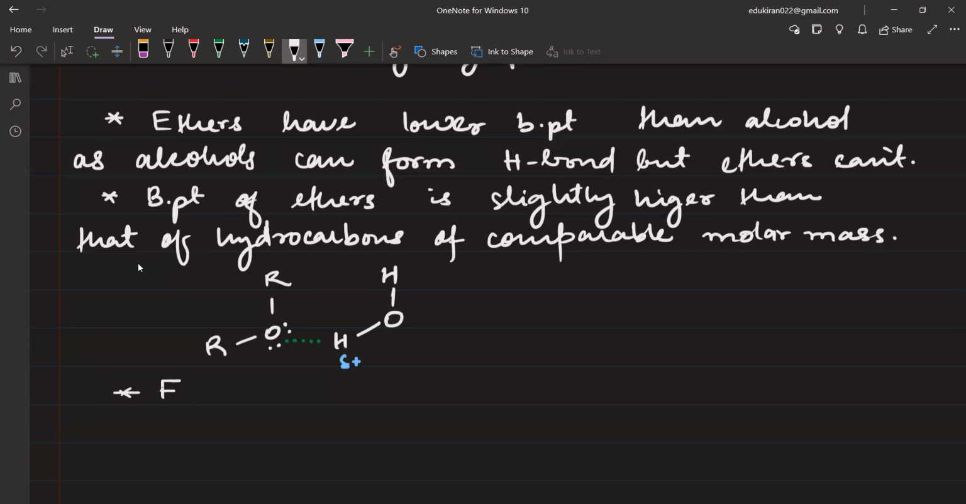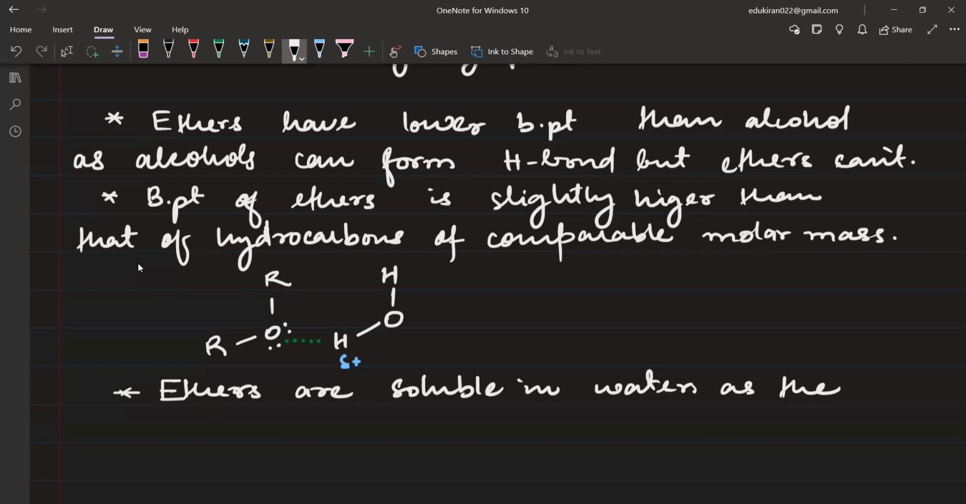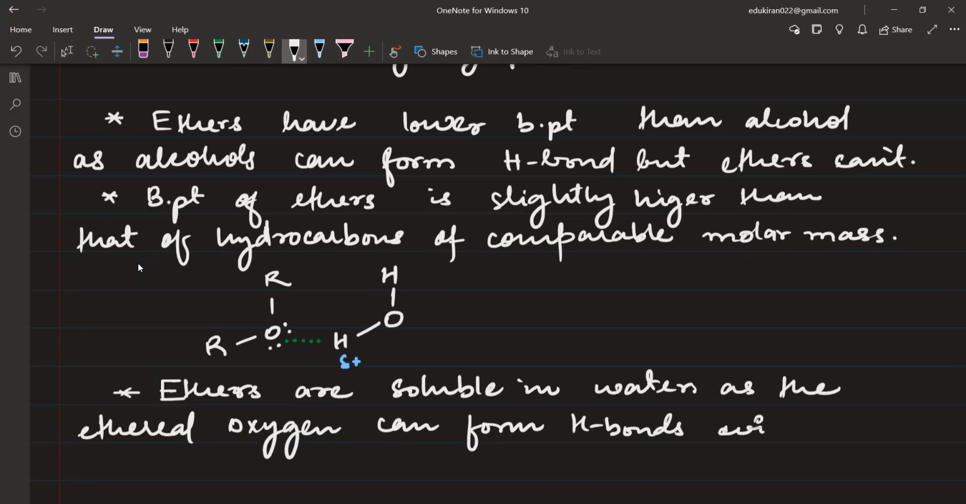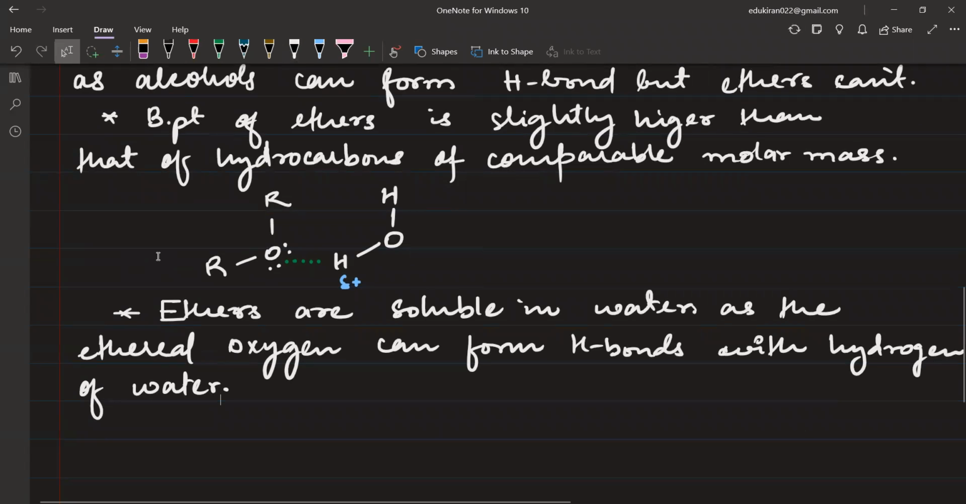You write next. Ethers are soluble in water as the ethereal oxygen, the oxygen which is making this ether, this ethereal oxygen, can form hydrogen bonds with hydrogen of water. Okay, right, next.